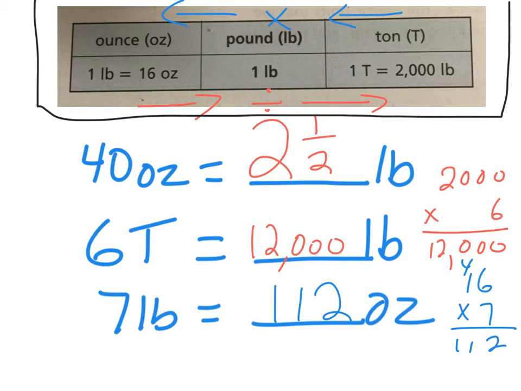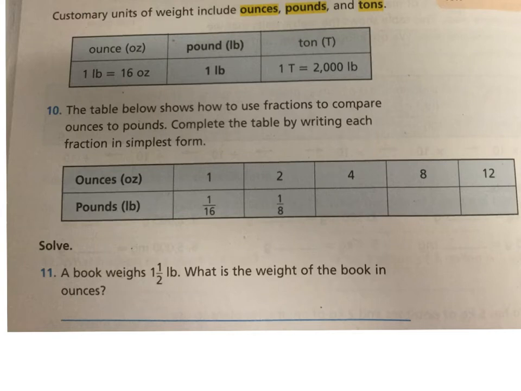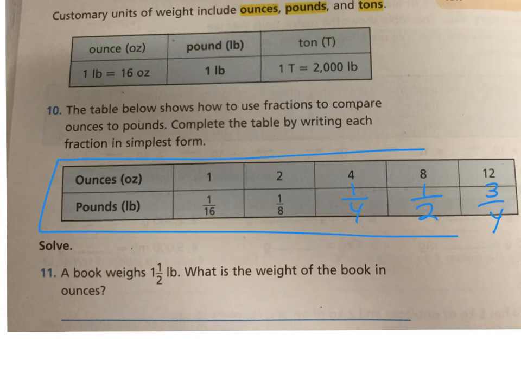Okay. Now look in your books on page 242. 242 has the same chart. Notice the table. If I have 1 ounce, that's 1/16 of a pound because it takes 16 ounces to make a pound. If I have 2 ounces, that's 1/8. 4 ounces would be 1/4 because it takes 4 groups of 4 ounces to make 1 pound. 8 ounces would be 1/2 because 8 is half of 16. 12 is 3/4. This chart will help you when you divide.